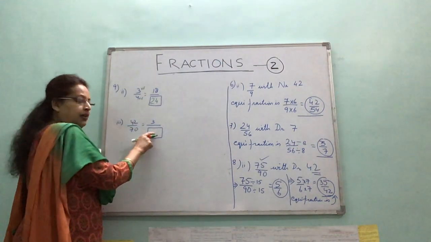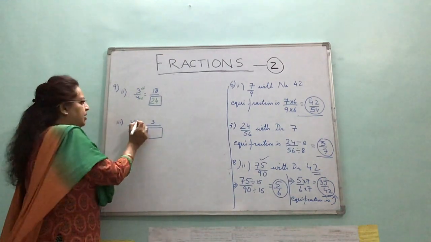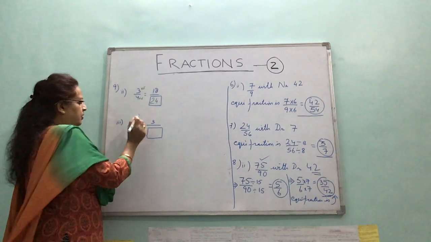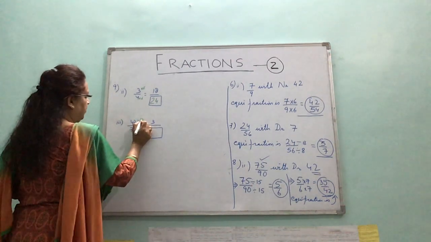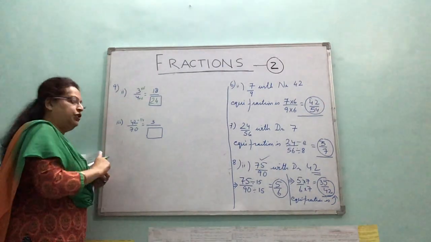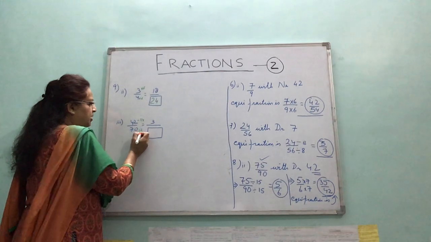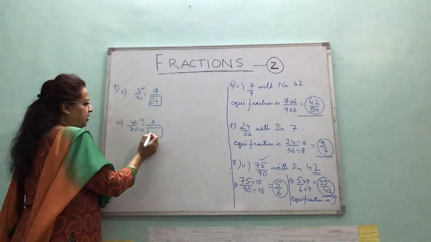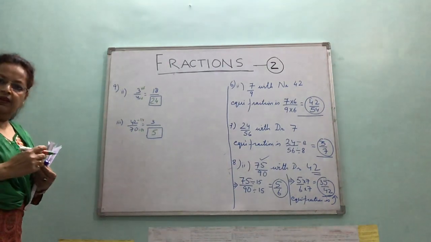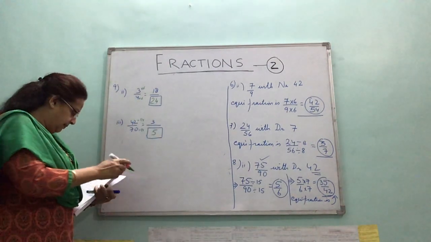Now here the numerator is smaller, right? So we have to divide here. So 42 by 14. If you divide 42 by 14, you get 3. So we'll divide both numerator and denominator by 14. What do you get? 5. Right? So that is how you can fill in the blanks in this case.